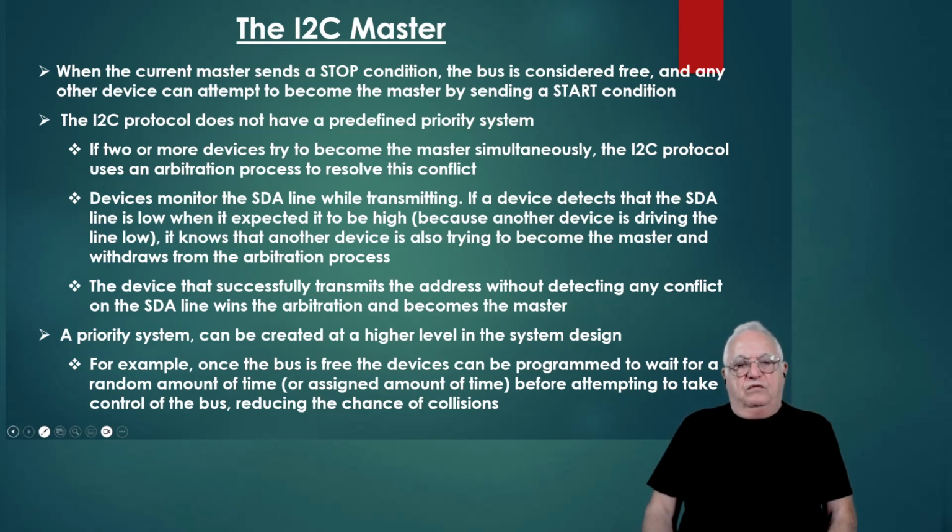A priority system can be created at a higher level in the system design. For example, once the bus is free, the device can be programmed to wait for a random amount of time or an assigned amount of time before attempting to take control of the bus, reducing the chance for collisions. So when the bus is free, you wait a predetermined time or a random time and then you get on the bus. The idea is that no two devices are going to wait for the same time, or you pre-assign how long each device has to wait, which in essence gives priorities.